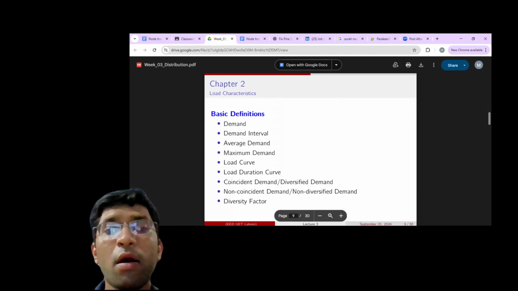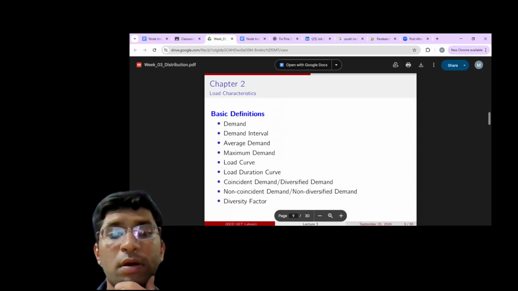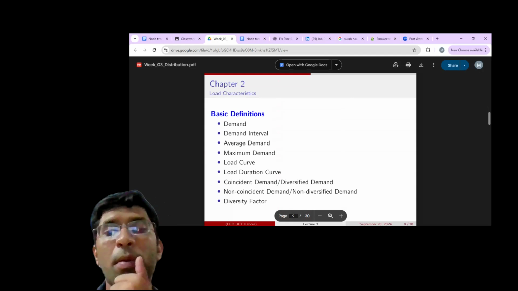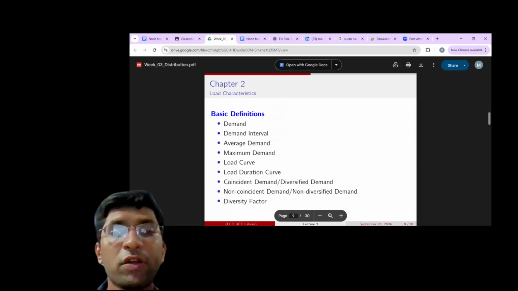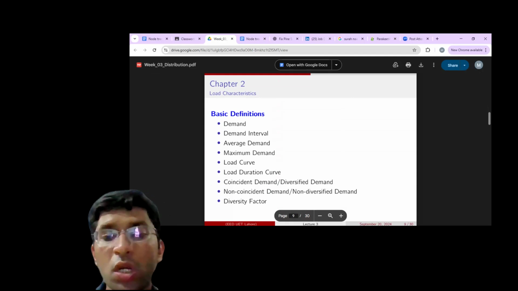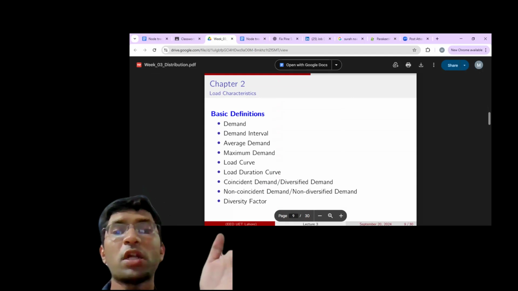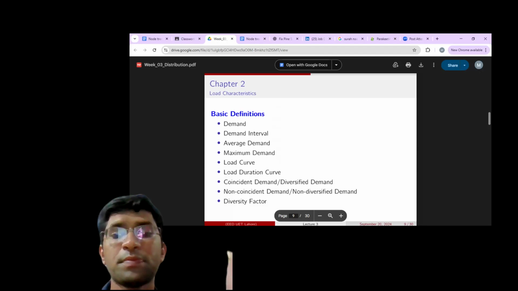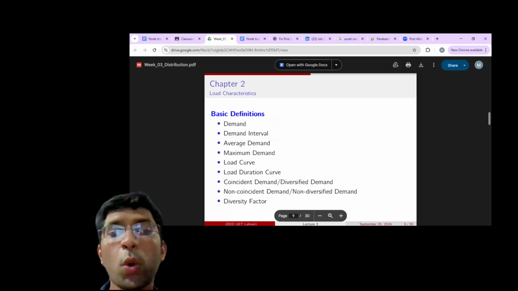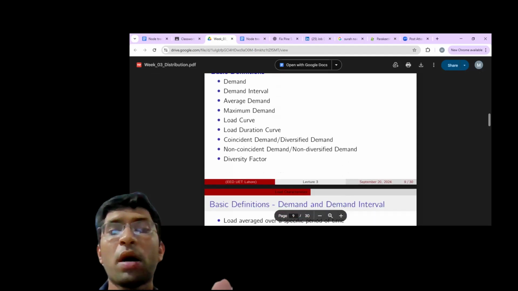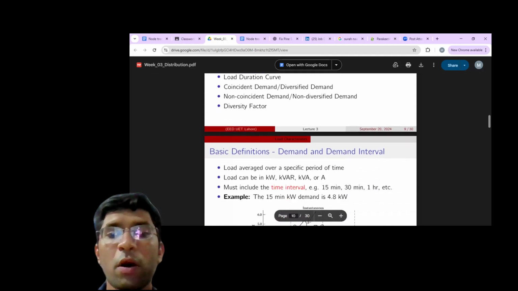Now, what do you think about the demand interval, the average demand, the maximum demand, load curve, duration curve, and the coincident demand, the diversified demand, non-coincident demand or non-diversified demand, and diversity factor? So what do you think about these things?